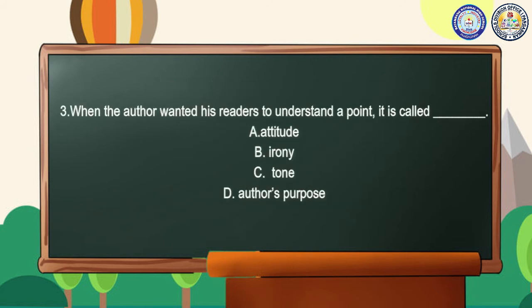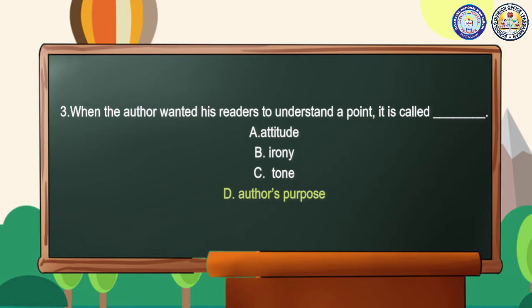When the author wanted his readers to understand a point, it is called A. Attitude, B. Irony, C. Tone, D. Author's purpose. The answer is D. Author's purpose.